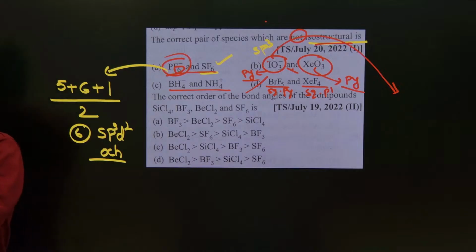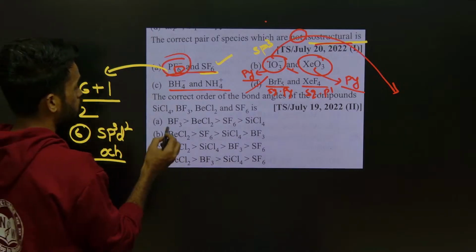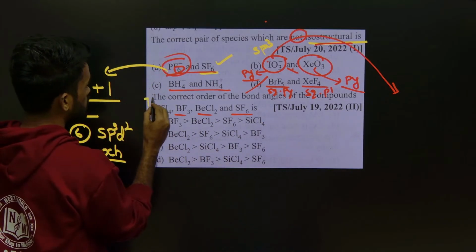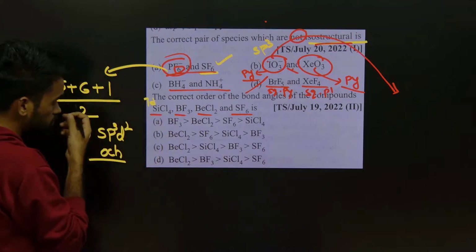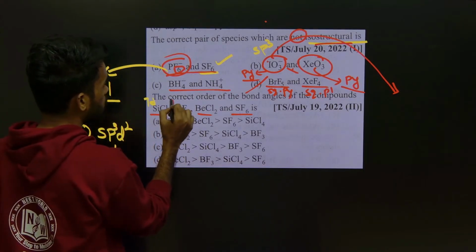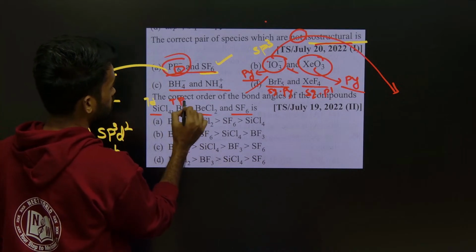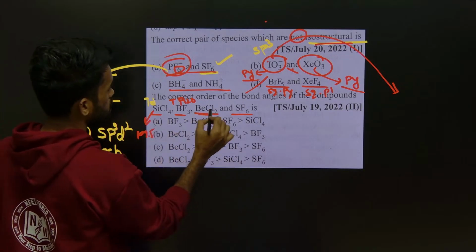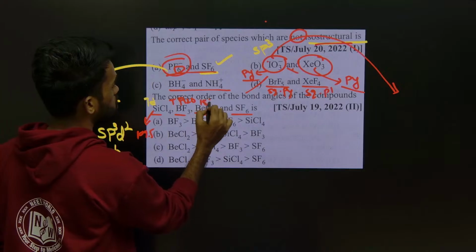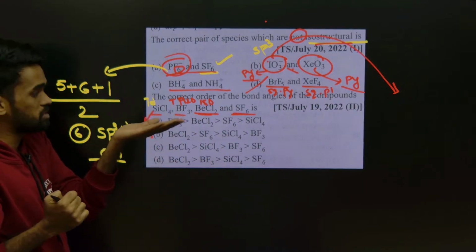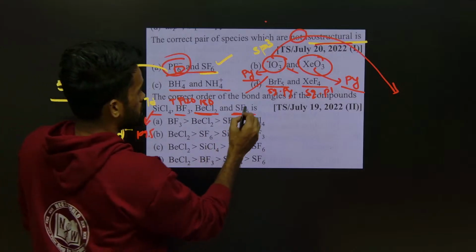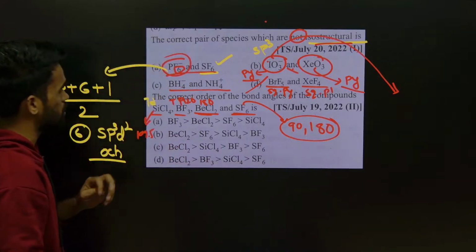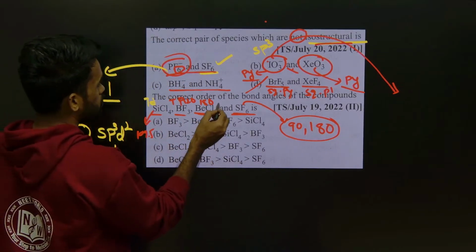Next, bond angles in this second question. Tell me, what are the bond angles? First of all, find their hybridization. See, SiCl4 is tetrahedral, BF3 will be trigonal planar, which means 120 degrees, here 109.5 degrees, and this is sp hybridization, 180 degrees, and SF6 has octahedral geometry with 90 degrees and 180 degrees. But the most correct answer for this is the maximum for BCl2.